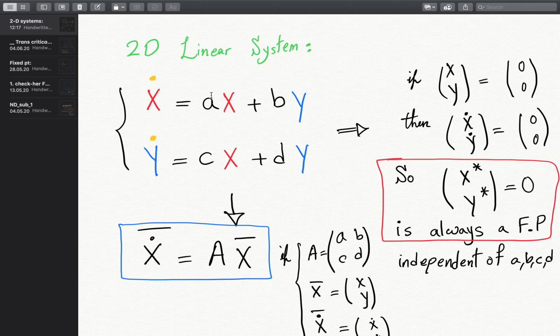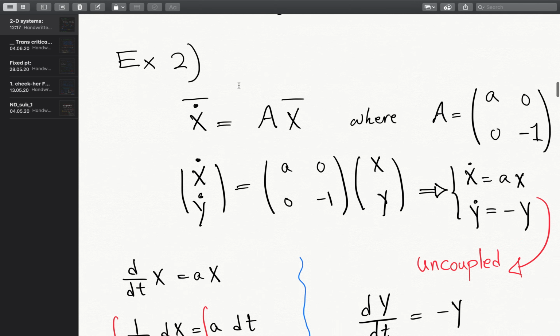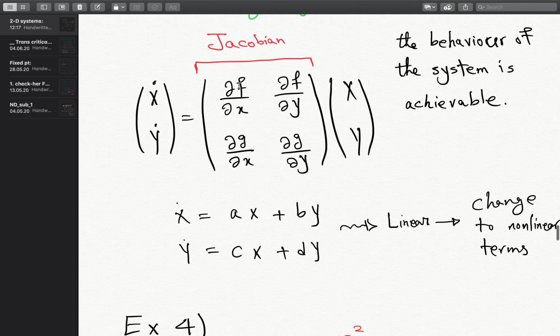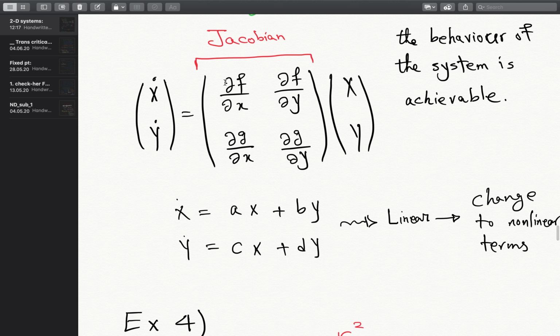So if it is, for instance, a times x squared, then the first derivative of x dot with respect to x will be 2 times a times x. The power is coming to be 1, like 2 minus 1 is going to be 1. This is exactly the same, and we just call it the Jacobian.